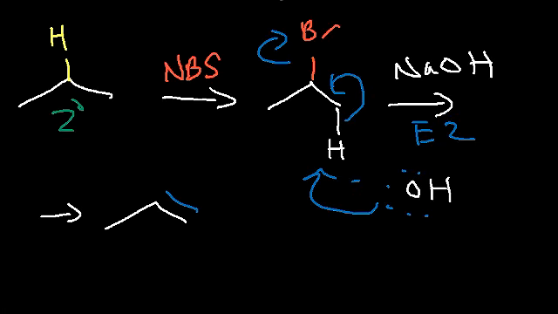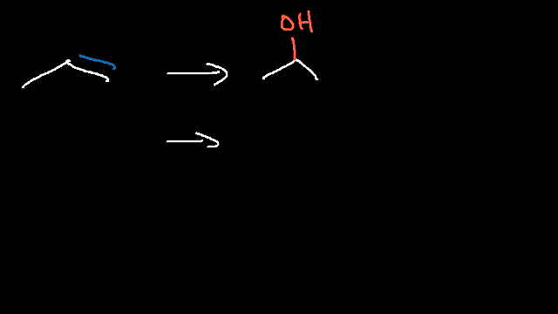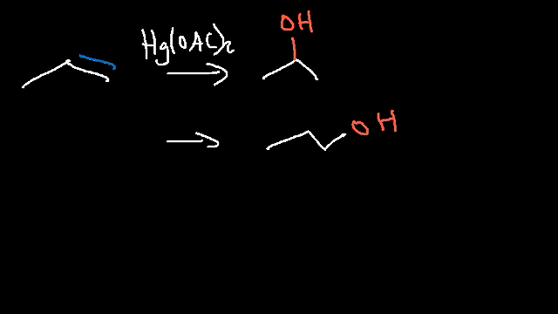And once you have the alkene, you can do a lot of things. So with the alkene, you can easily make a secondary alcohol or even a primary alcohol. Now, to make the secondary alcohol, the reagents that you can use are mercury acetate with H2O followed by sodium borohydride. This is the oxymercuration demercuration reaction, and it proceeds with Markovnikov addition.